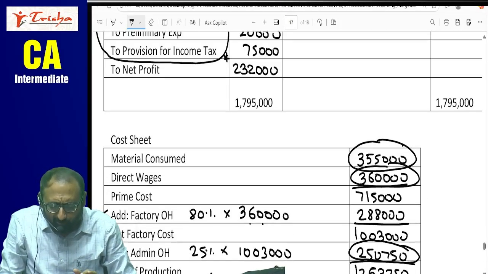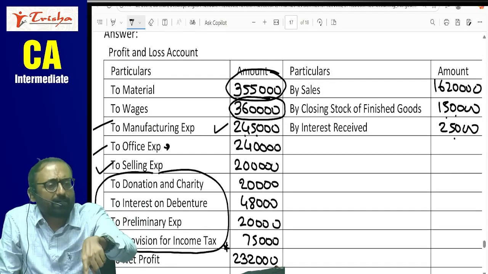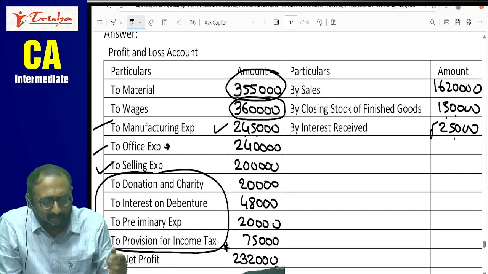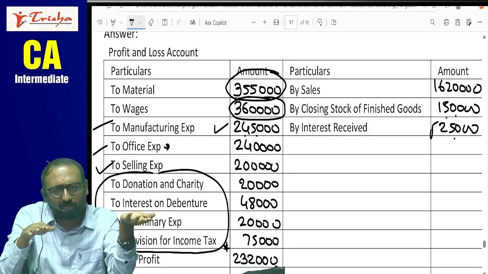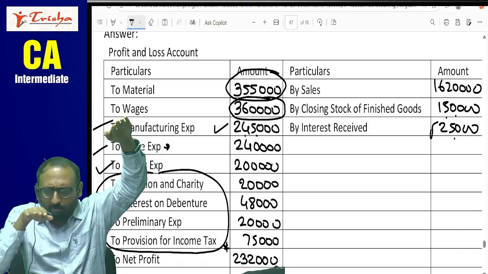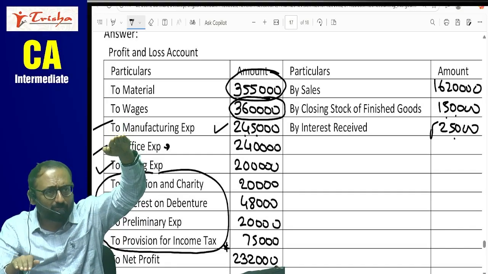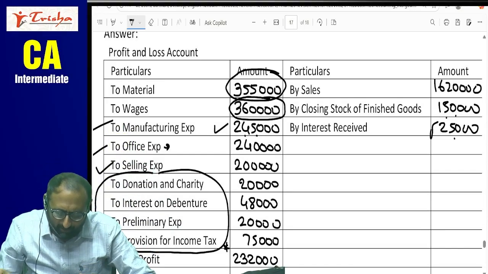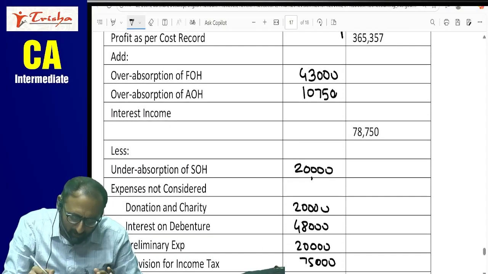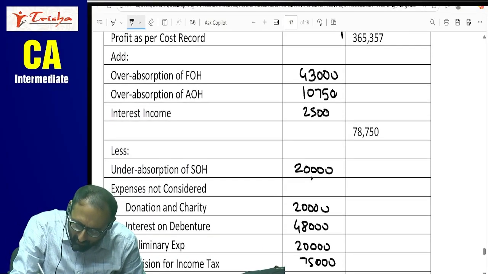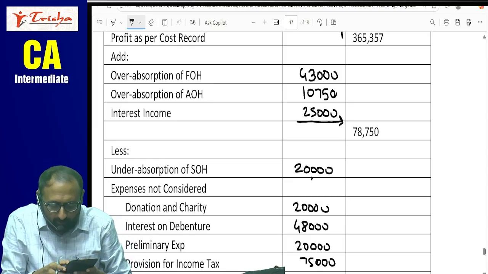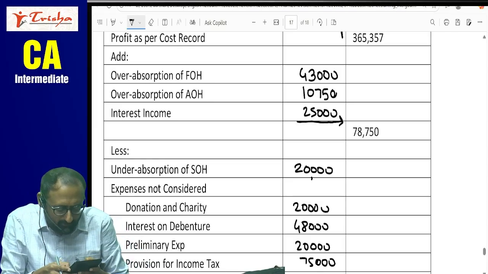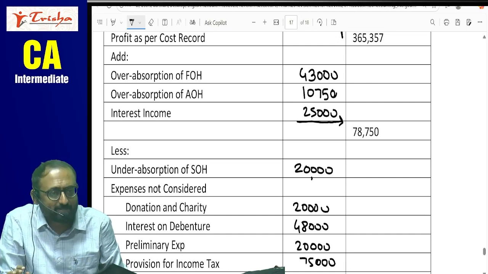Next, one of the incomes considered in finance. The 25,000 rupees interest income is considered in finance. If you consider interest income in finance and not in costing, profit under finance will be more, costing profit will be less. From costing you are going into the finance, you'll have to add that. So add that income not considered, 25,000. Take the total of the debit side. Debit side means positive side. 43,000, 10,750 and 25,000. Is it 78,750?